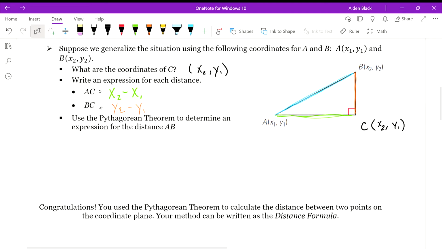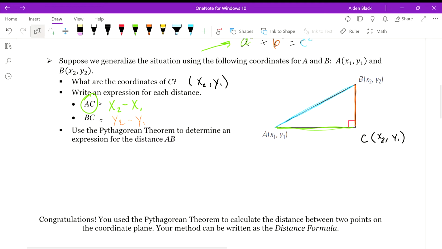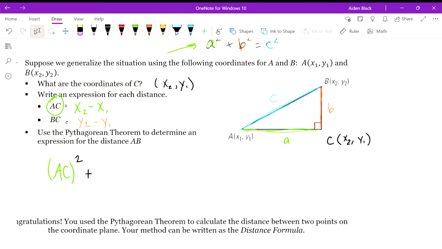So why did we do all this? Well, we know that AC is our A in this case. So we can say AC squared, I'll keep this black actually, plus, and what is our B in this case? Our B is this one right here. Do that orange. So we have, make this bigger too. In this case, this is BC.